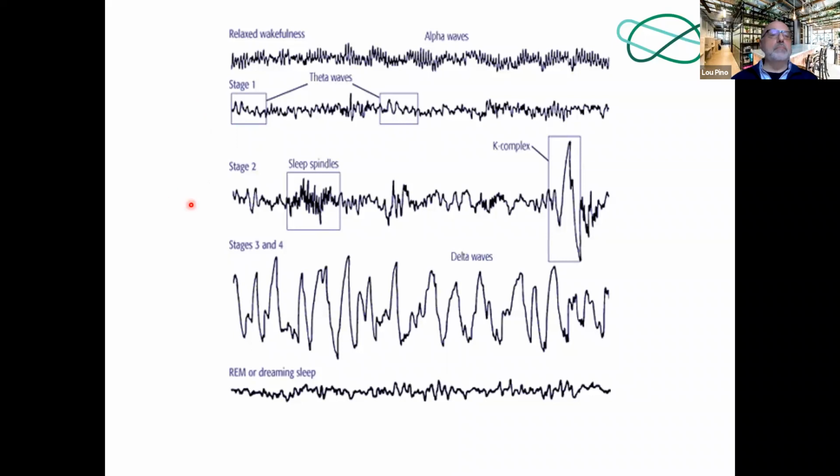In stage 2 sleep, which is light sleep, sleep spindles are found. They're similar in frequency to alpha waves, but they're stronger and they appear all over the brain simultaneously. Stages 3 and 4 are deep sleep, which is dominated by the slowest of the waves, called delta waves, and they range from 0.5 to 4 hertz. Last but not least is REM, rapid eye movement, or dreaming sleep.